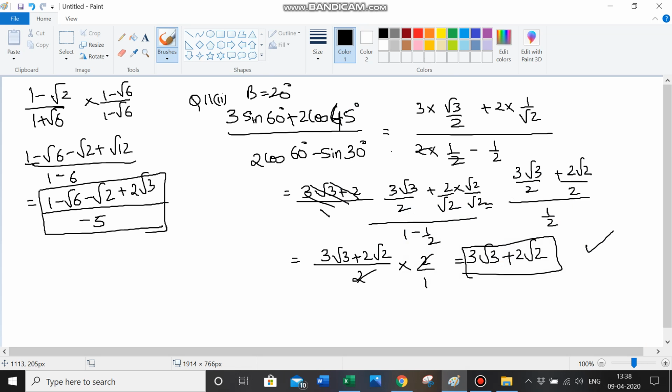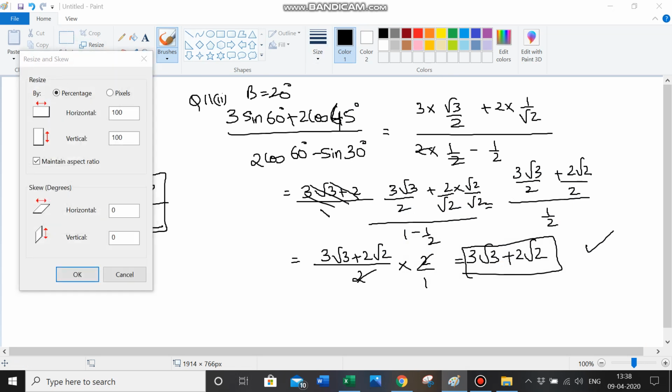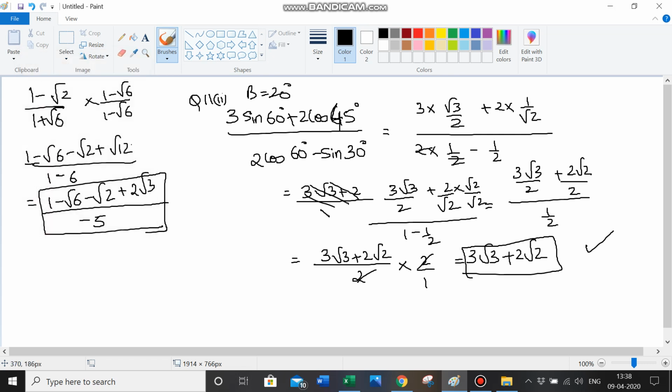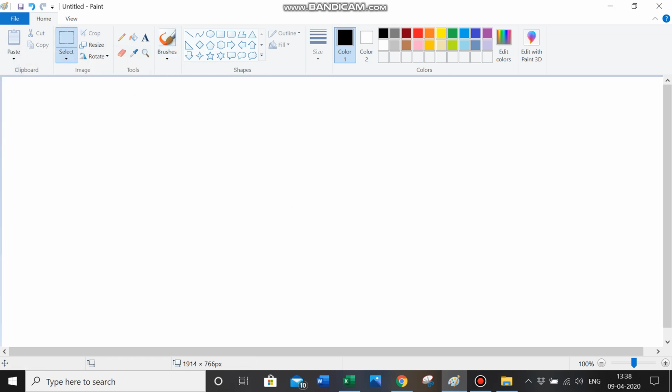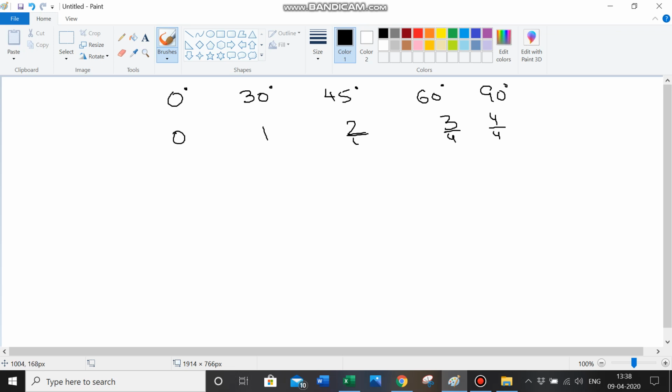I still have some time, so I will revise how to get the values once again. So let's look at this very carefully. To get the values, first you write 0, 30 degree, 45 degree, 60 degree, and 90 degree. These are the 5 standard angles. Write 0, 1, 2, 3, 4, divided by 4, and then take square root.